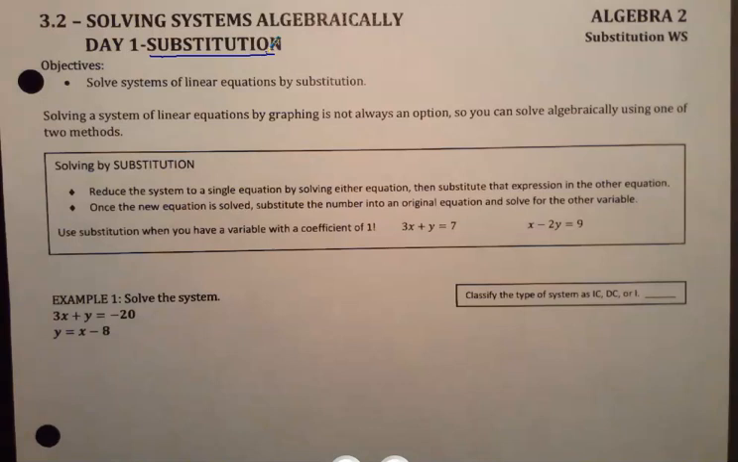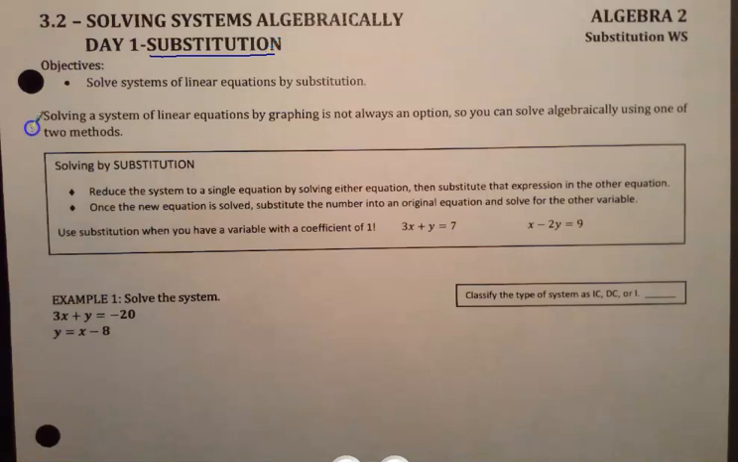It's probably the first time you've seen it. I don't imagine that you saw it in Algebra 1. So this is not so much review as new information. So our objective today is to solve systems of linear equations by substitution. Last class we did graphing.